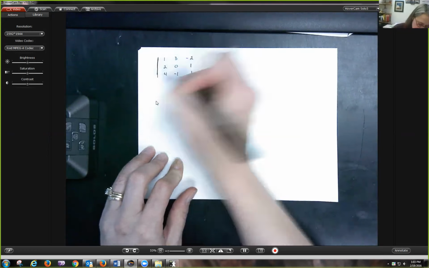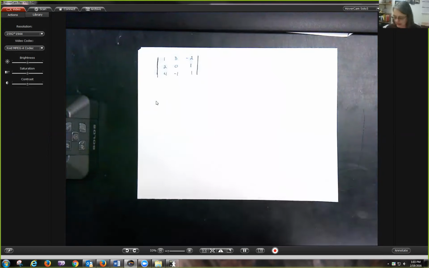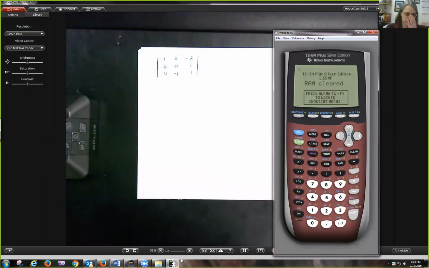So a lot of steps here. This is something you're probably going to have to practice a few times in order for it to make sense. So what we're going to do is we're going to go into the matrix menu. Now the matrix menu is right here above the x to the negative 1. It's going to spell out the word matrix in the same color as your second key.